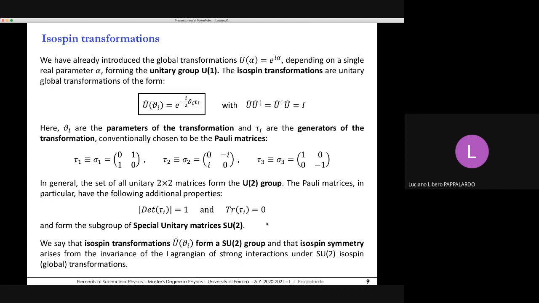And we say that isospin transformations form an SU(2) group, and that isospin symmetry arises from the invariance of the Lagrangian of the strong interaction under SU(2) isospin global transformations.